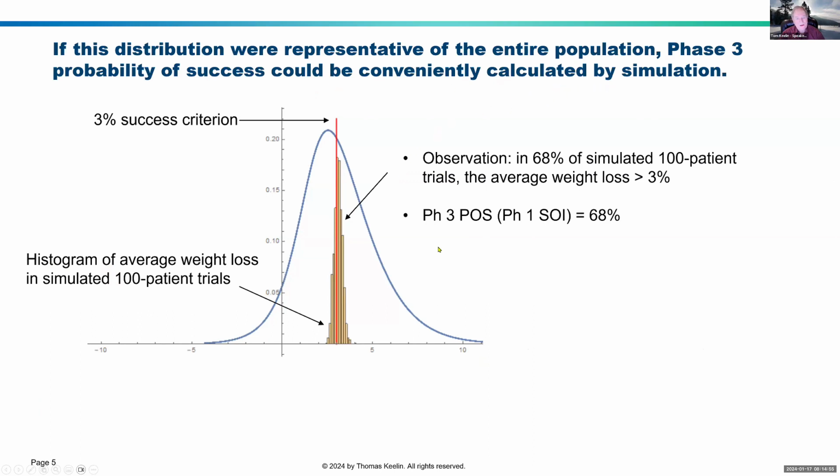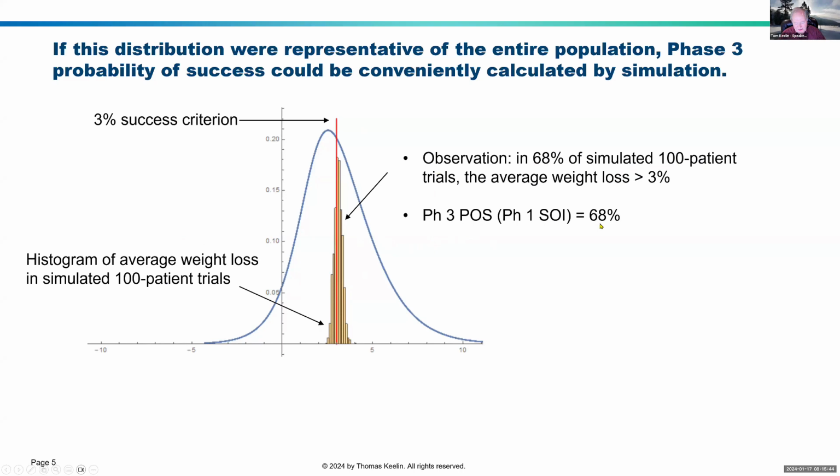Well, how would we do that? Well, we've got the probability distribution. It's easy to sample. Metalogs are easy to sample from, even in closed form. And so what you do is you simulate 100 patient trials. You draw 100 samples from the distribution. You find the average weight loss for those samples. If it's greater than 3%, then that's a success. If it's less than 3%, that's a failure. And if you simply did that, the observation from doing that is that in 68% of the simulated 100 patient trials, the average weight loss is greater than 3%. So therefore, we would say the phase 3 probability of success based on phase 1 information is 68%.